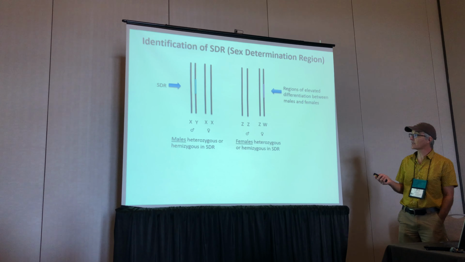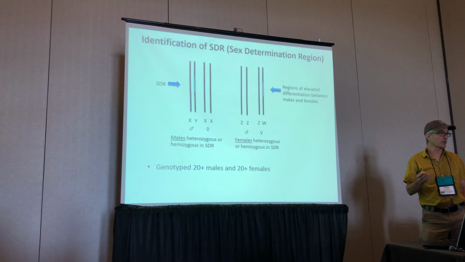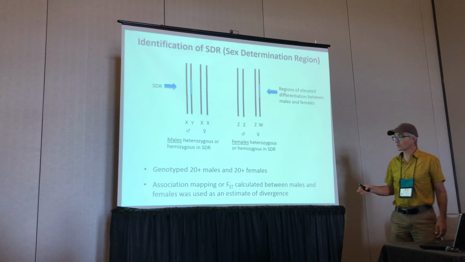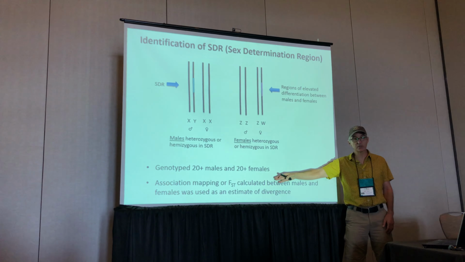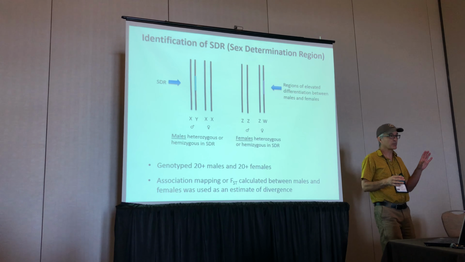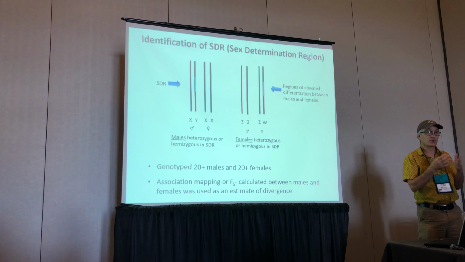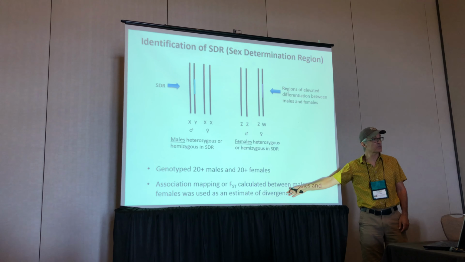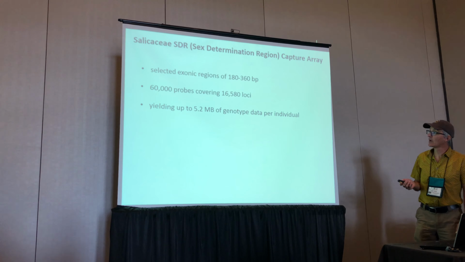So what we do is we genotype males and females that we collect from natural populations, and then we look across the genome for regions of excessive divergence. The way we can do this is we can either use some association like GWAS techniques, or we could just calculate FST between the male population and the female population and find out which regions are the most diverged. And so this is what I'm going to be talking to you about today. The statistic that I'll be presenting is FST.